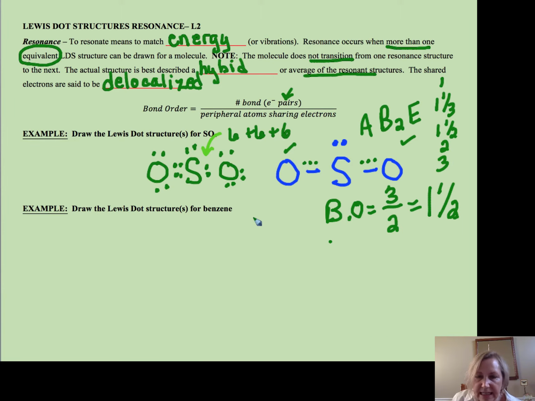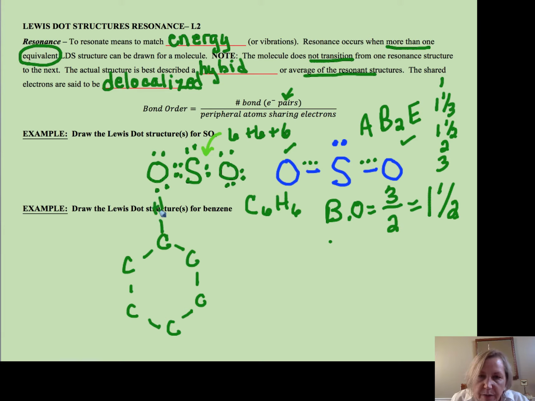Now, benzene has 6 carbons in a ring and 6 hydrogens. So we have C, C, C, C, and as you see, okay, so I've got bonds to hydrogen. Remember, hydrogen can only have 1 bond. So each carbon's going to have 1 bond. Now, each hydrogen will have 1 bond to carbon. Now, carbons must have 4 bonds.